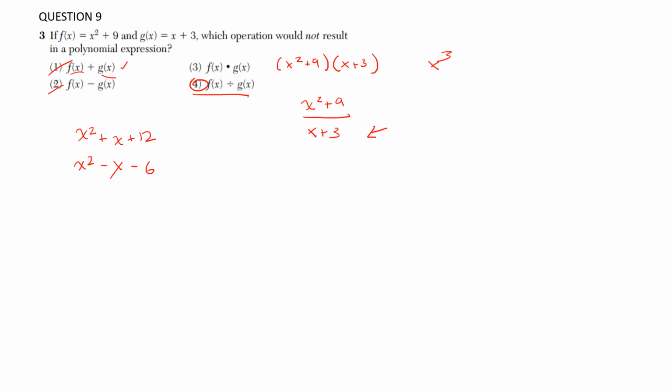And just to add, this doesn't cancel out, so this variable always stays down here. However, if the case were x squared minus 9, that would be a difference of two squares, and you can actually cancel out the x plus 3 term. But in this case, you can't. So this variable stays down here, and we know that in polynomials, we can't have that variable down there, so this is our answer.